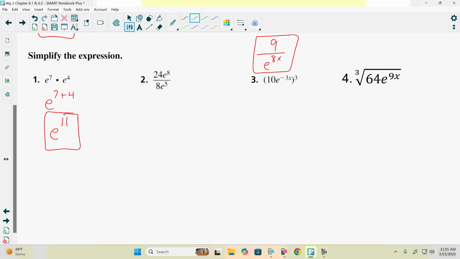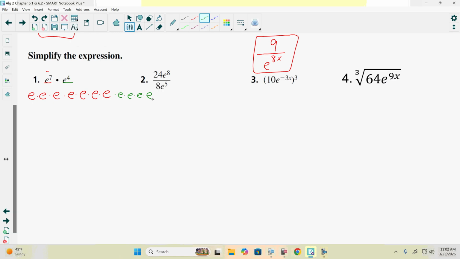Why do we add them? When we're multiplying like bases, we add the exponents because you don't have to write this part out. Really what we're saying is e to the 7th means I'm multiplying e by itself 7 times, and I'm multiplying it by e to the 4th, so I have another 4 e's being multiplied together. That's all an exponent is. An exponent says I'm multiplying that term by itself this many times.